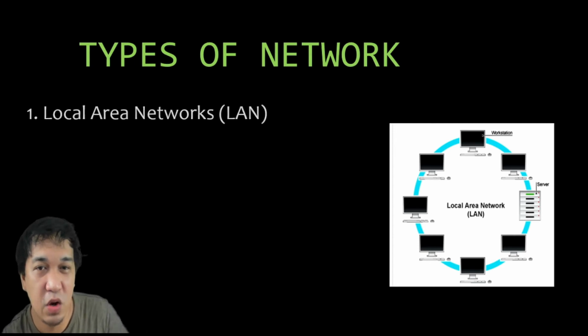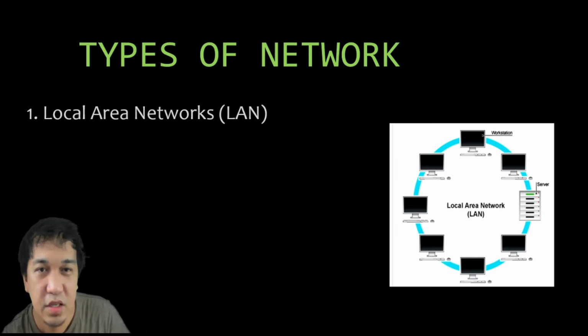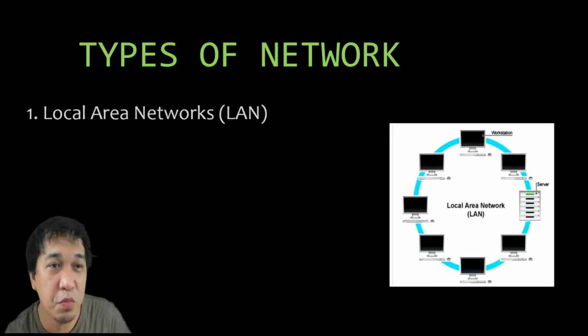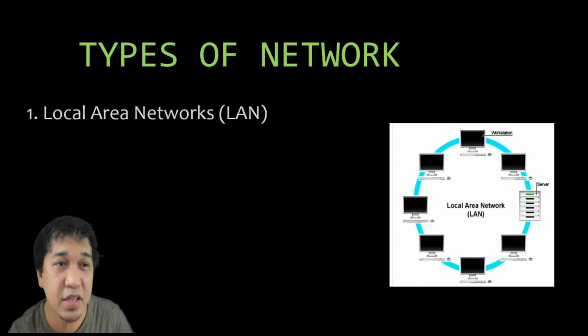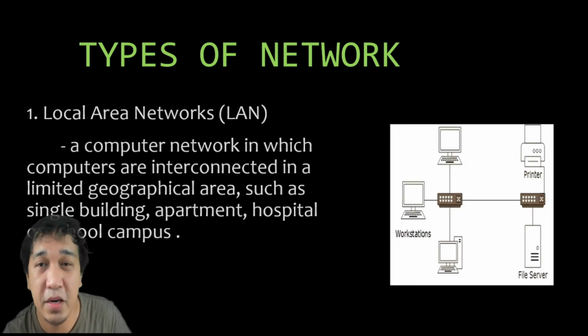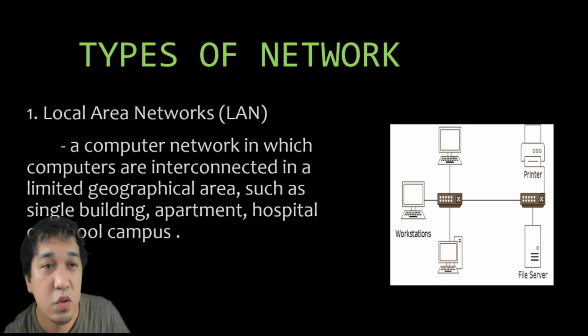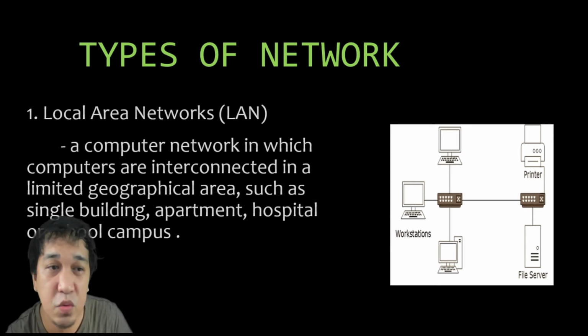First is the local area network. It's a computer network in which computers are interconnected in a limited geographical area such as a single building, apartment, hospital, or school campus. It is used to connect the computers within a limited area like home, office, school, or under a building vicinity.